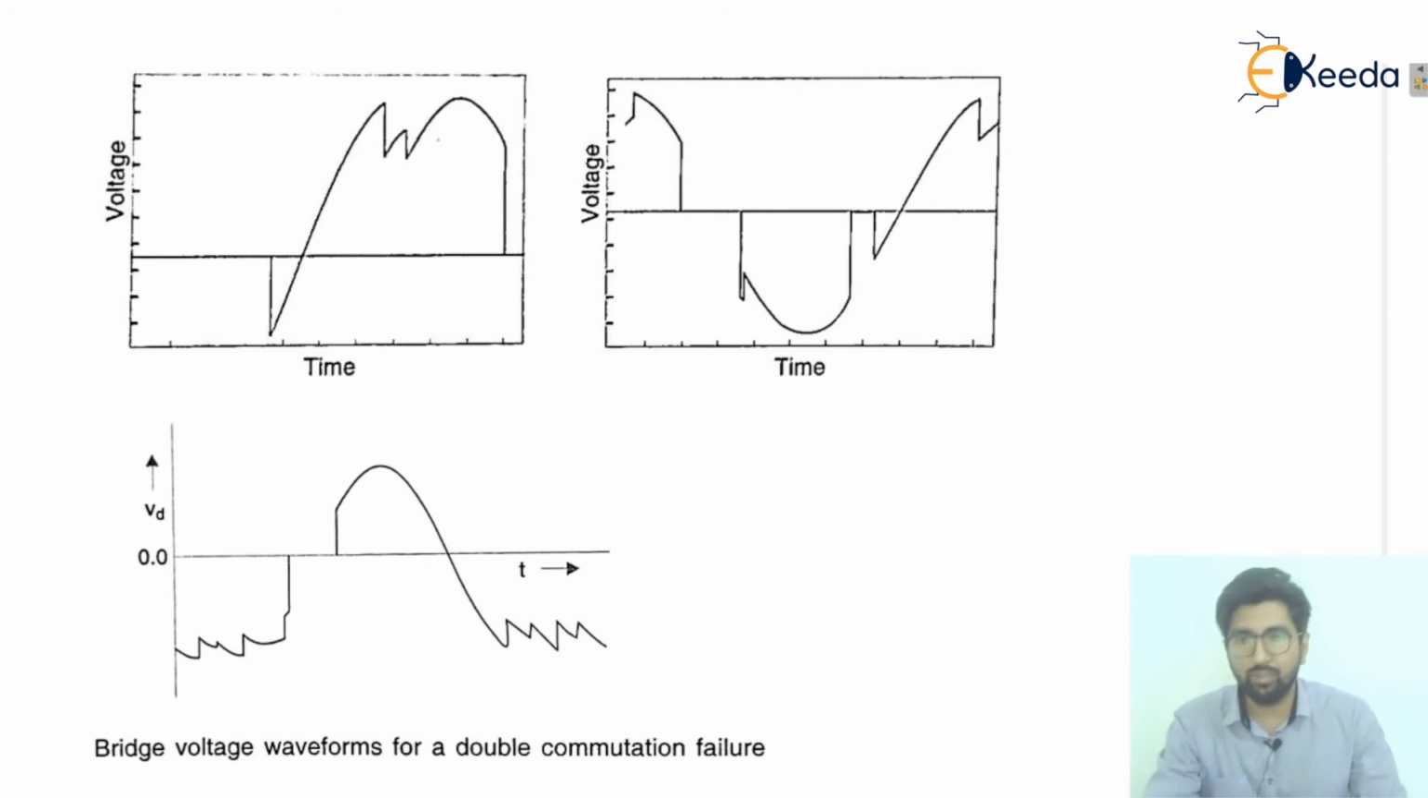Now we will see the curves here. This is the single commutation failure.